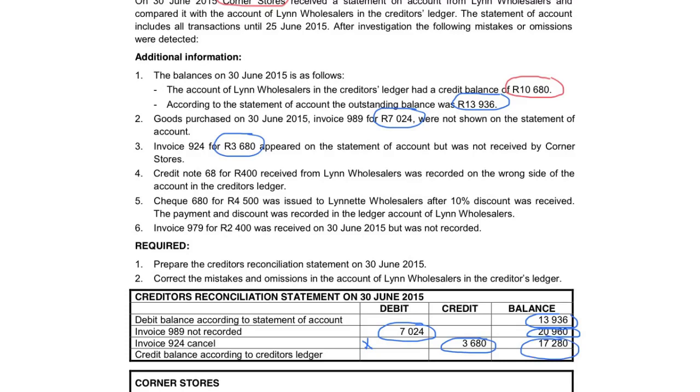If we look at entry number 4, credit note for 400 received from Lynn Wholesalers was recorded on the wrong side of the creditor's ledger. Now this mistake was made in the creditor's ledger. So that means the mistake must be corrected in the creditor's ledger. Think on which side this should have been. If it was a credit note for 400, in the creditor's ledger, increases on the credit side and decreases on the debit side.